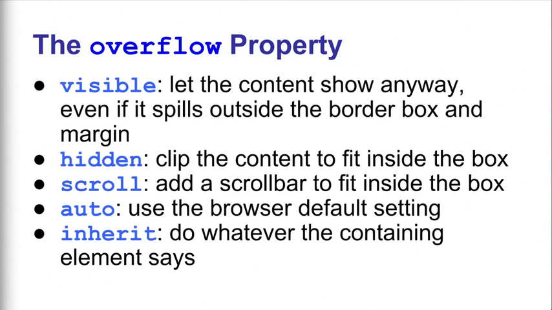The overflow property allows the designer to control how content that otherwise would not fit in the box is handled. The visible setting allows the content to spill over the bottom of the box, even if it then obscures other content. The hidden setting clips the content so that it fits, even if that means that some content is lost. The scroll setting adds a scroll bar, which is often pretty ugly, but at least all of the element content is visible. The auto and inherit settings defer the choice of visible versus hidden versus scroll to either the browser or the parent element, respectively.